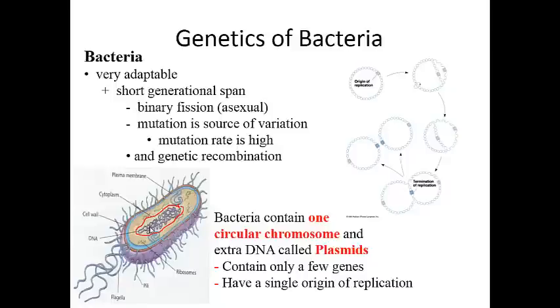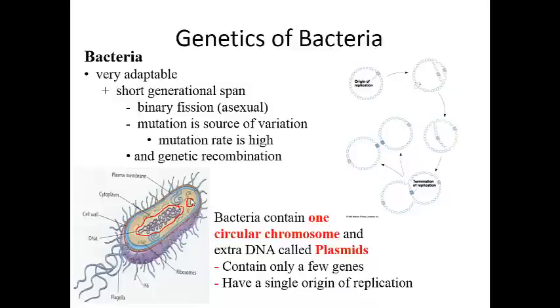Besides having the single circular chromosome, bacteria have extra small pieces of DNA called plasmids. Plasmids are small circular pieces of DNA that can contain anywhere from 1 to a few genes. These plasmids are going to be very important in terms of genetic recombination that takes place in bacteria. We'll find that bacteria have the ability to transfer these plasmids from one bacteria to another bacteria, and it's a way to mix up their genes. It's a way to create genetic variation.